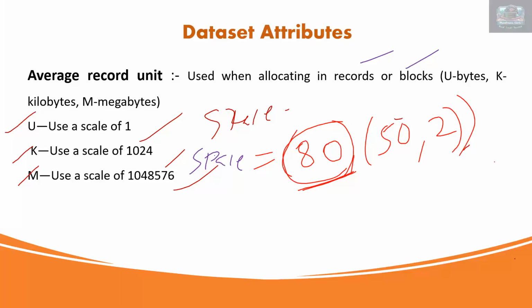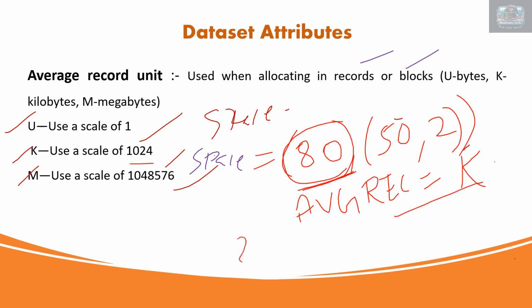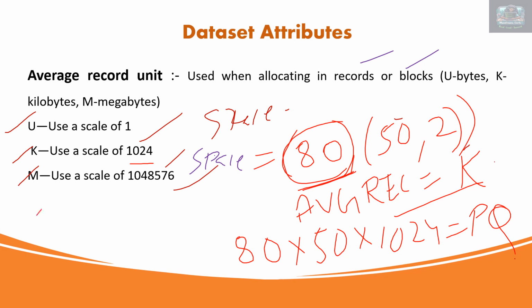And now you have to specify another parameter which is called avgrec, that is average record. That should be U, K, M or anything. Suppose I have specified K here, avgrec is equals to K. How is it getting calculated? Now when I say it is tracks, it comes under 56 kb, and 1 cylinder equals 15 tracks. When avgrec is K, K means 1024. So you say 80 into 50 into 1024 is the primary quantity, and the secondary quantity will be 80 into 2 into 1024.